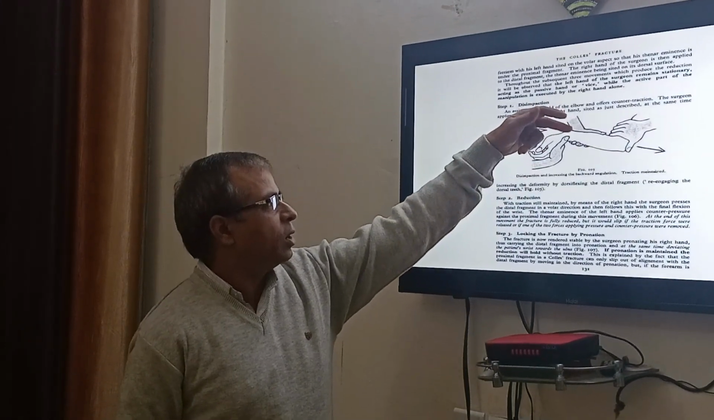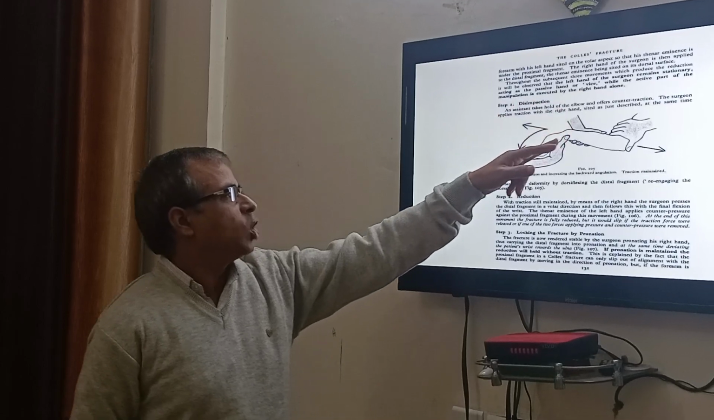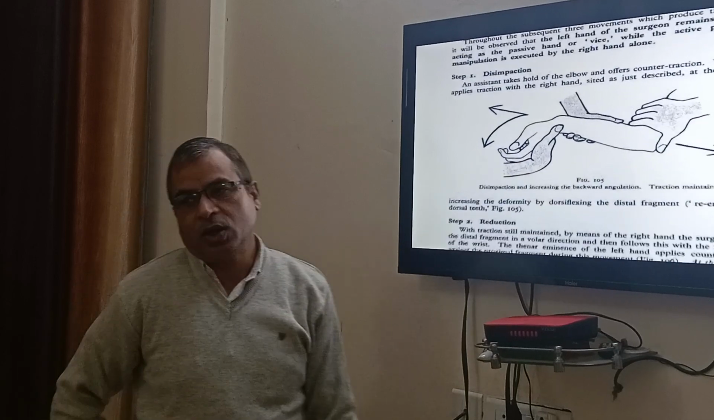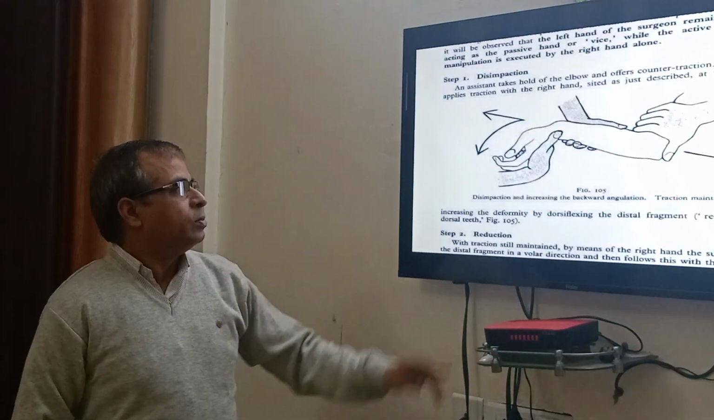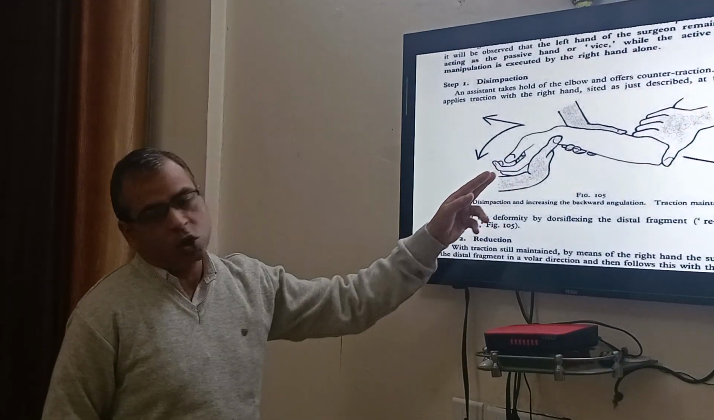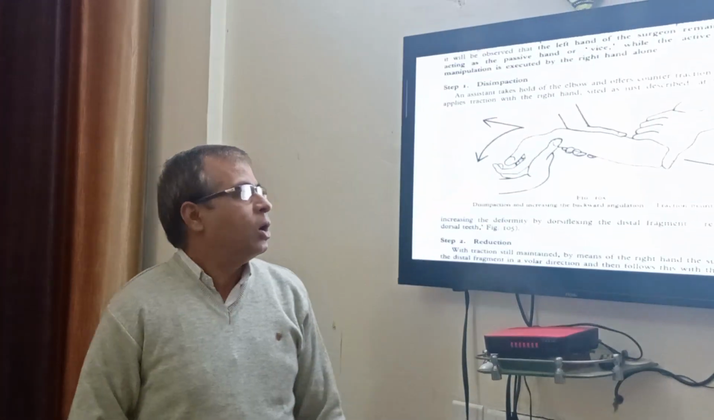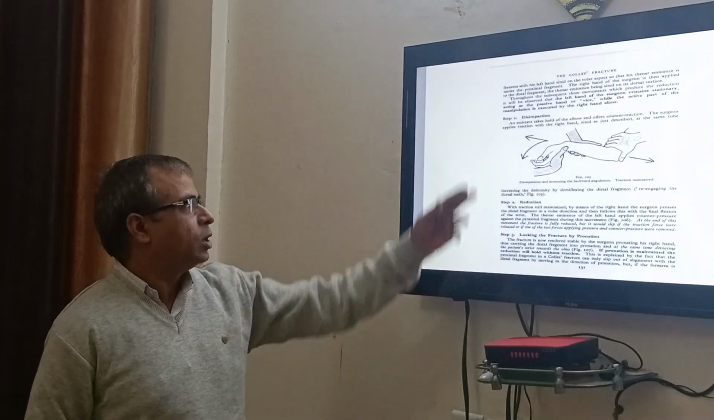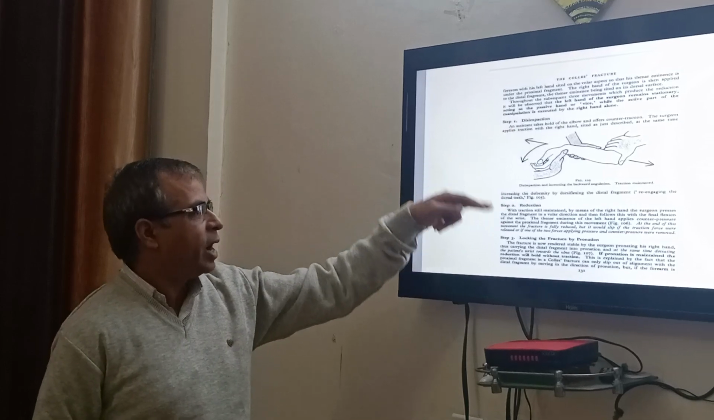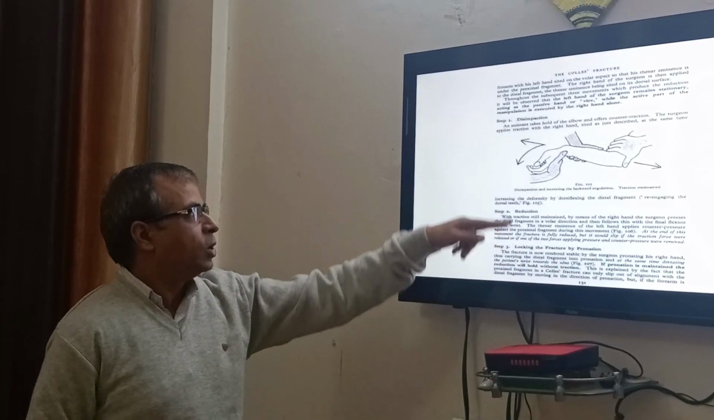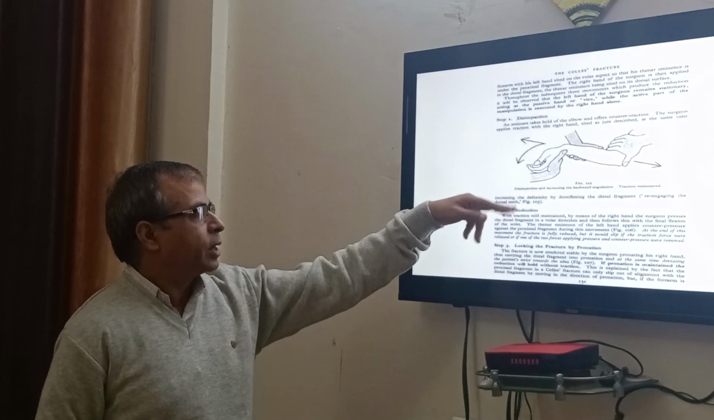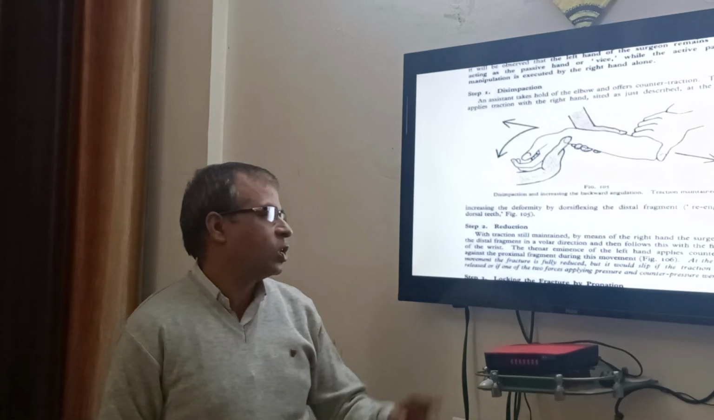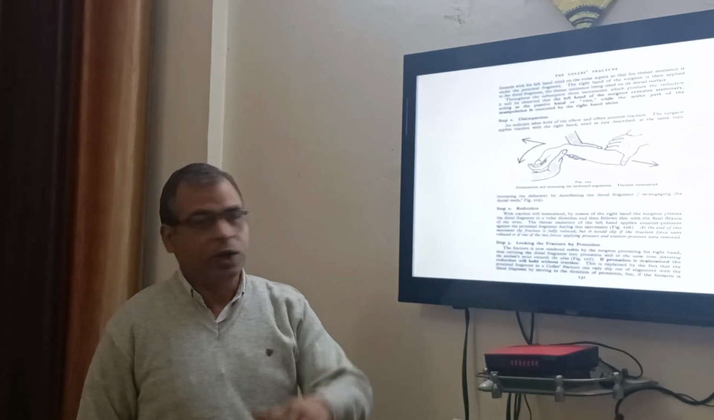His left hand is holding the proximal fragments of the fracture, and with the right hand he manipulates and reduces the fracture. First he increases the deformity to disimpact the fragments, and then after disimpaction goes for the reduction. So three processes: disimpaction, reduction, and locking of the fracture by pronation. These three technical steps will be followed. First disimpaction, then reduction, and then locking of the fracture by pronation.